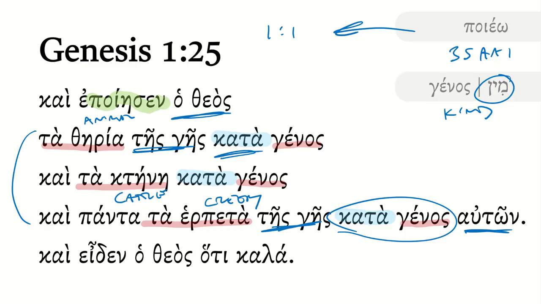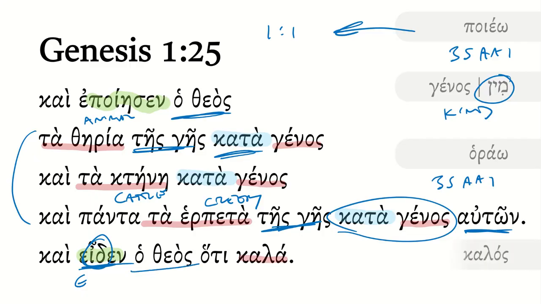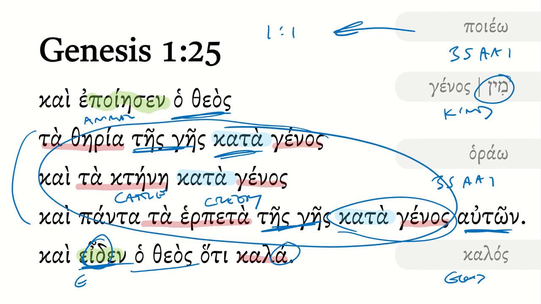And so after he does that, then God eiden, this is the third singular aorist active indicative from horao. Notice with the id here, there is a spelling change and the epsilon on the front end. So God saw, Theos saw, and he saw that it was kala, which is good or beautiful here. And notice it has an accusative neuter plural ending because he's describing all of these things as being good.